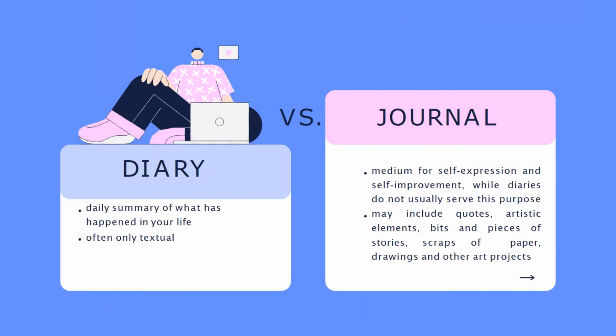A lot of you may be confused. Is there really a difference between diary and journal? The answer is yes. Wakefield stated that a diary is a type of journal. It is a daily summary of what has happened in your life and often it is only textual. Journal, on the other hand, is a medium for self-expression and self-improvement, while diaries do not usually serve this purpose. A journal includes quotes, artistic elements, bits and pieces of stories, scraps of paper, drawings, and other art projects.